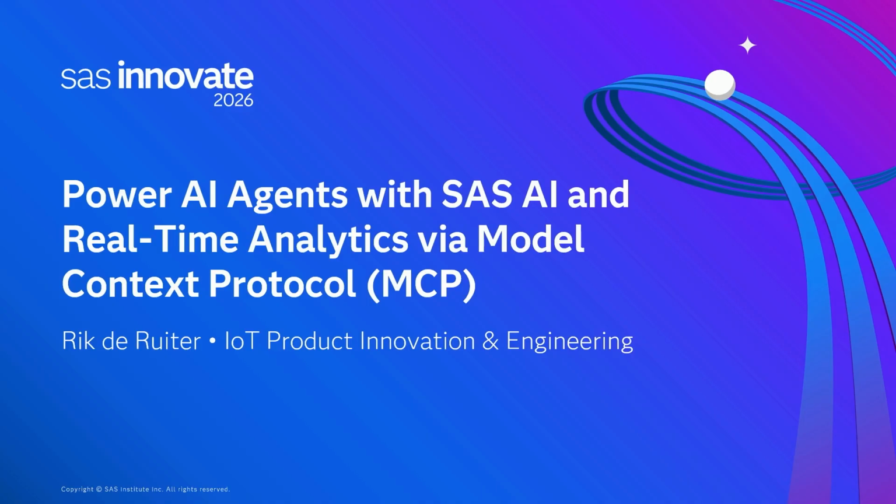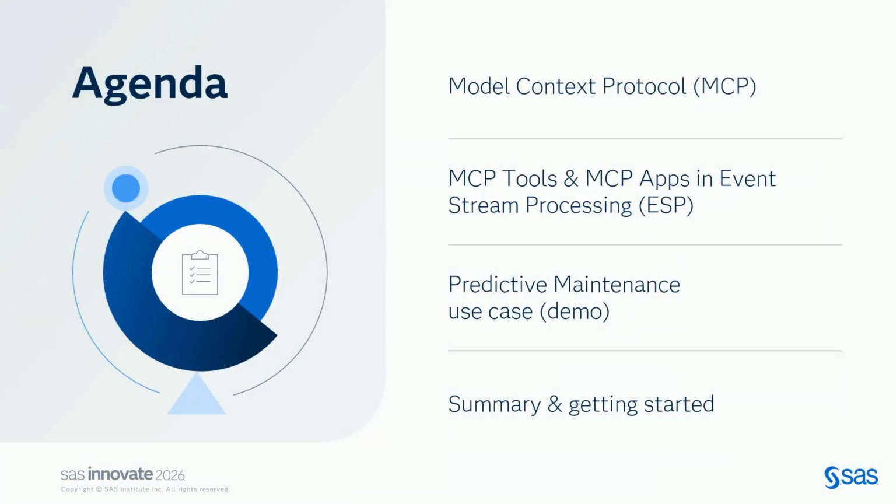And today we will be talking about powering AI agents with SAS AI and real-time analytics via MCP, the Model Context Protocol. I'll start my presentation by briefly explaining what MCP is all about. And after that, we'll be looking at how you can create your own MCP tools and apps in SAS event stream processing. After that, we will have a look at a predictive maintenance use case with a live demo, and we'll be spending most of our time on that part today. In the end, I will give you a brief summary of what we have learned, as well as how you can get started with this technology.